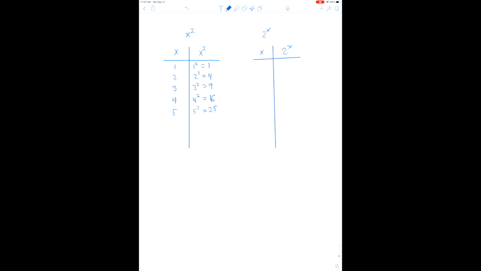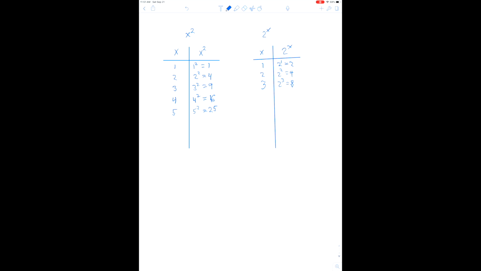Now let's see how that looks when we do 2 to the x. So now we have again our x is 1, but our base now is 2. Our 1 is in the exponent, so that is 2 to the 1 power, which is 2. And then we have 2 to the second power, which is the same as on the other side, 4. However, now we are coming to 3, and so that is 2 to the third power, which is 8.